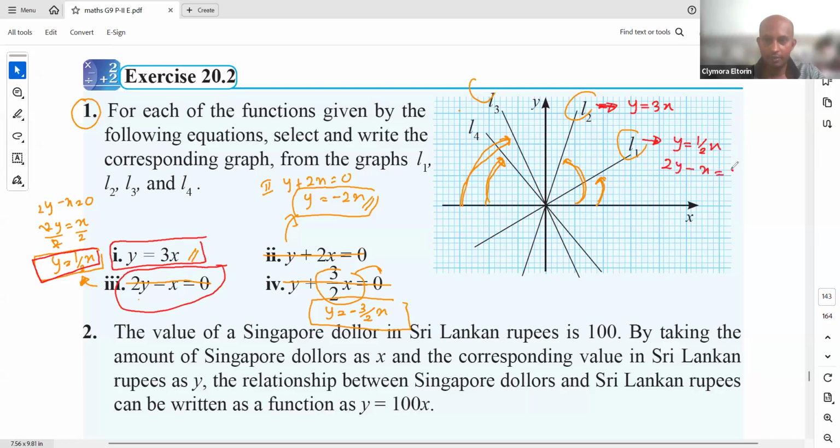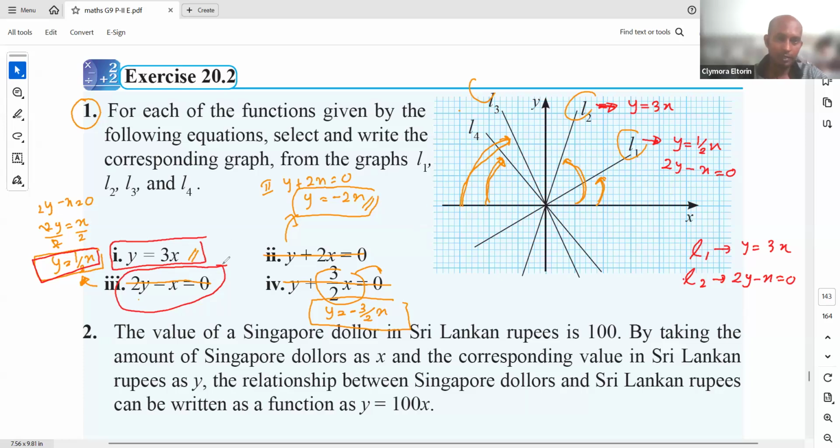2y minus x equals 0. So we converted this into y equals mx format to identify it easily. But when you write the answer, don't write the format we converted to. Write the given original format. Okay, what's the answer here? L1 should be y equals 3x. L2 should be 2y minus x equals 0. Okay. Let's see what the remaining ones are.